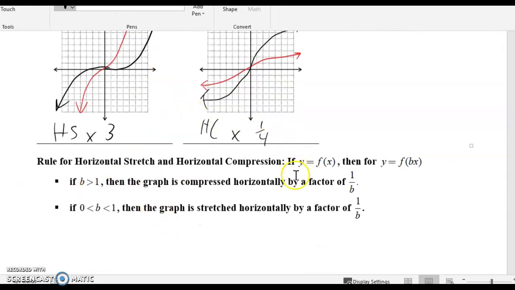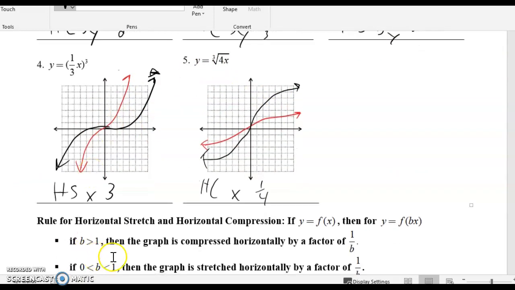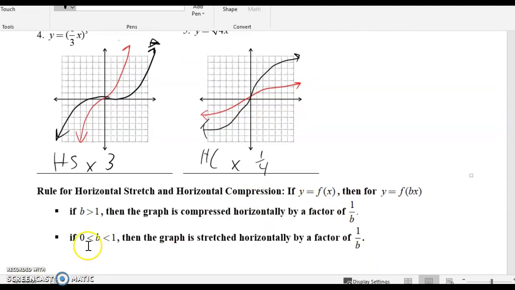Okay? So here's the rule for it. It looks really confusing. I know that's written in mathematical terms. But if the number out in front of the x, it's still inside, but it's out in front of the x, is bigger than 1, it's going to be horizontally compressed by a factor of 1 over b. You got to flip it. And then if it's between 0 and 1, basically a fraction, between 0 and 1, the fraction is stretched horizontally.